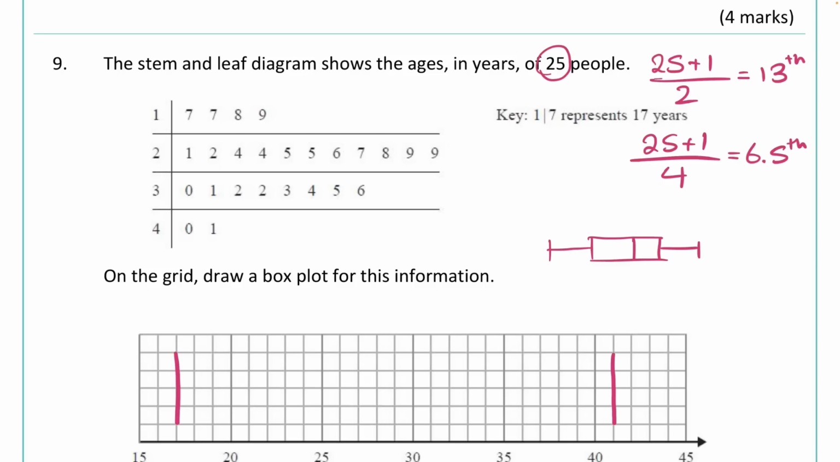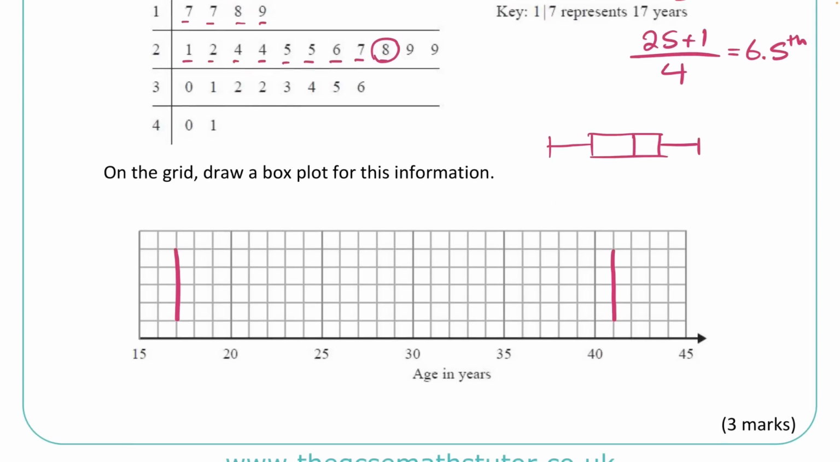So for the median here, if we're finding the 13th number, we can go 1, 2, 3, 4, 5, 6, 7, 8, 9, 10, 11, 12, 13. So the median is on 28. So let's find 28, and let's just mark that one in. That's our median, and now we just need to find our quartiles.